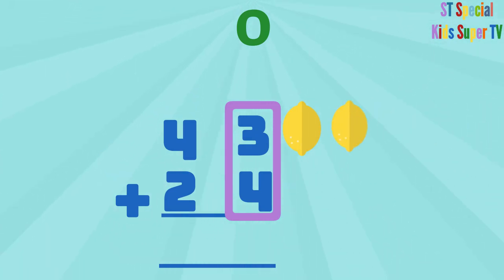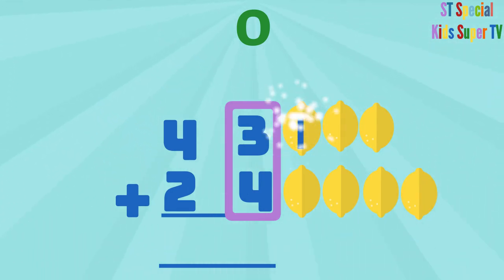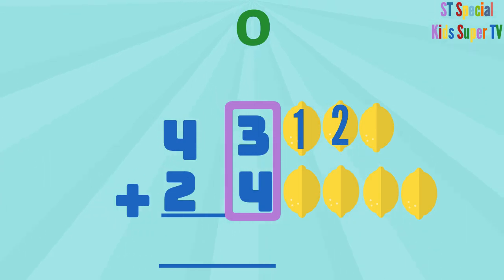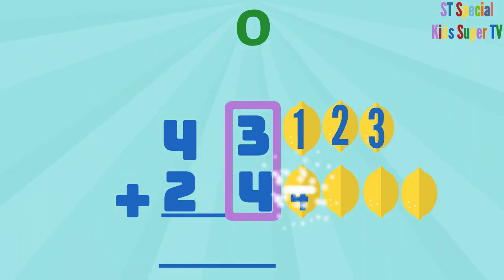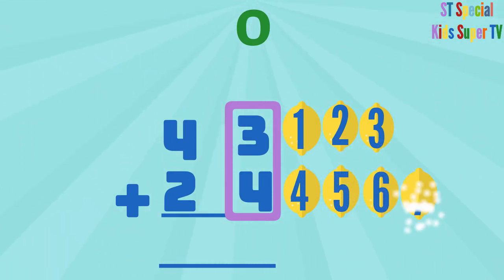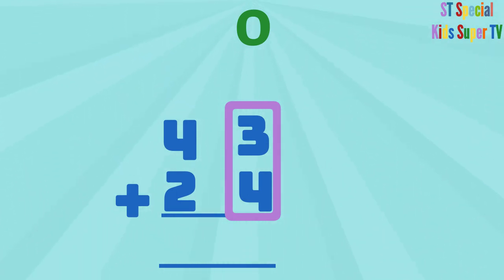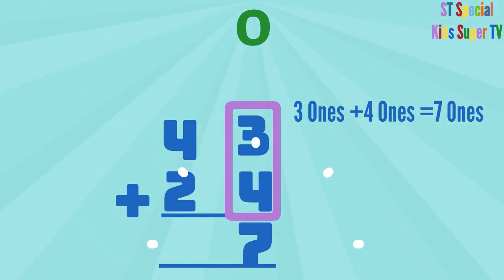Counting 1, 2, 3 lemons plus 1, 2, 3, 4 lemons equals 1, 2, 3, 4, 5, 6, 7 lemons. That means 3 ones plus 4 ones equals 7 ones.